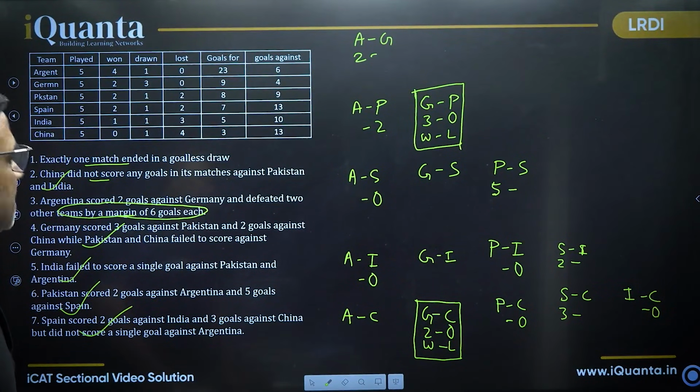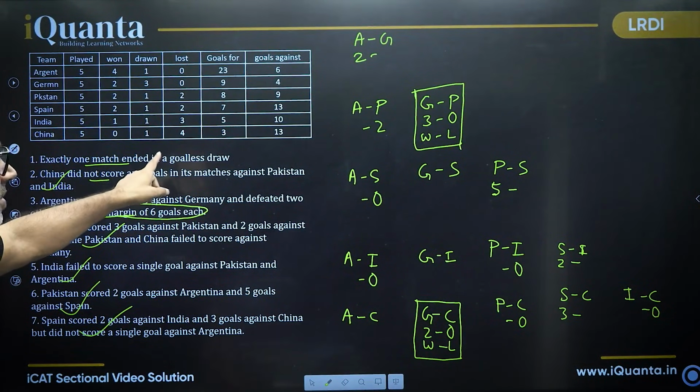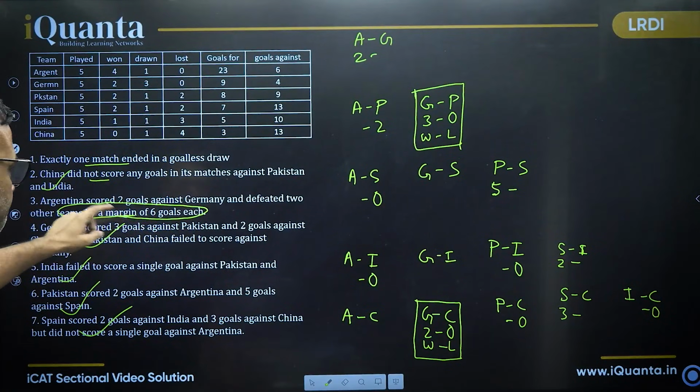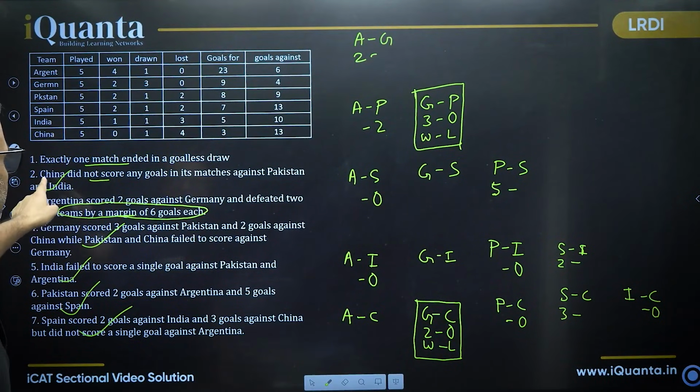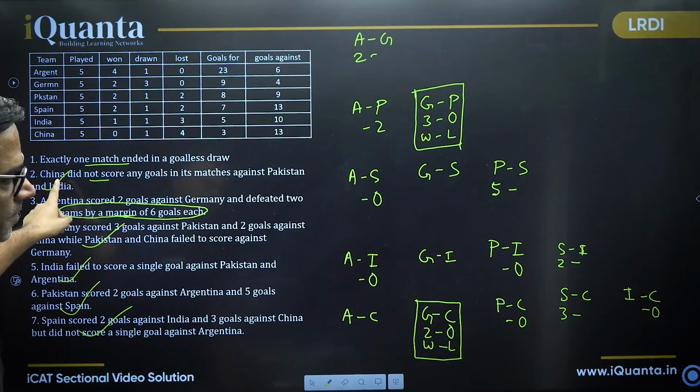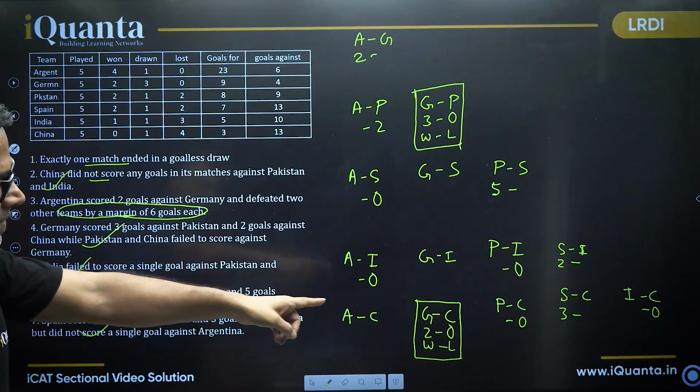Okay. Now go back and see again if there is anything I have missed. Exactly one match ended in a goal-less draw. That means 0-0 score is only one match. China did not score any goals in matches against Pakistan, India. So China against Pakistan and India, 0 and 0.